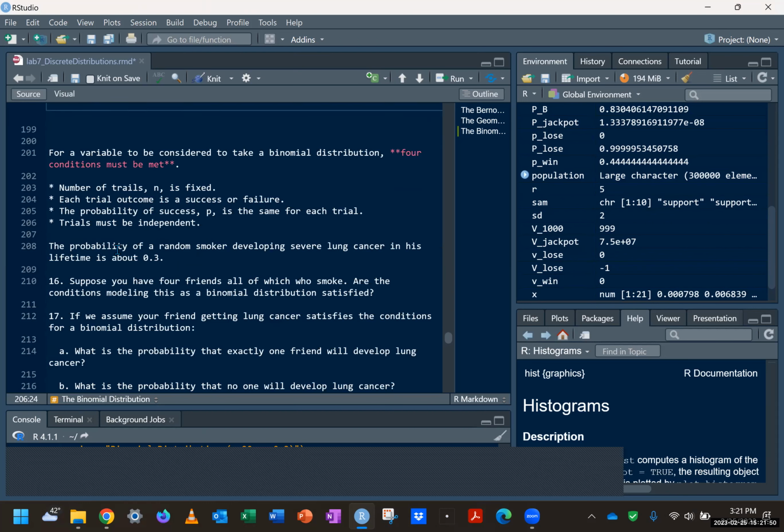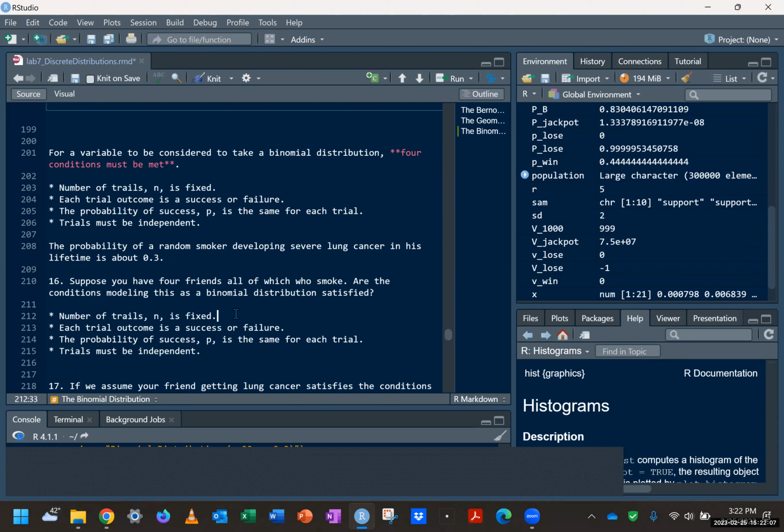So what if I want to know, okay, the probability of a smoker developing cancer is also about 0.3. Suppose you have 4 friends, all of which smoke. Do we satisfy these 4 conditions here? Let's see. Is the number of trials fixed? You can say yes, because there's 4 friends. N equals 4. Is each trial an outcome, success or failure? I guess developing lung cancer. Lung cancer, either you do or you don't. Satisfies this.